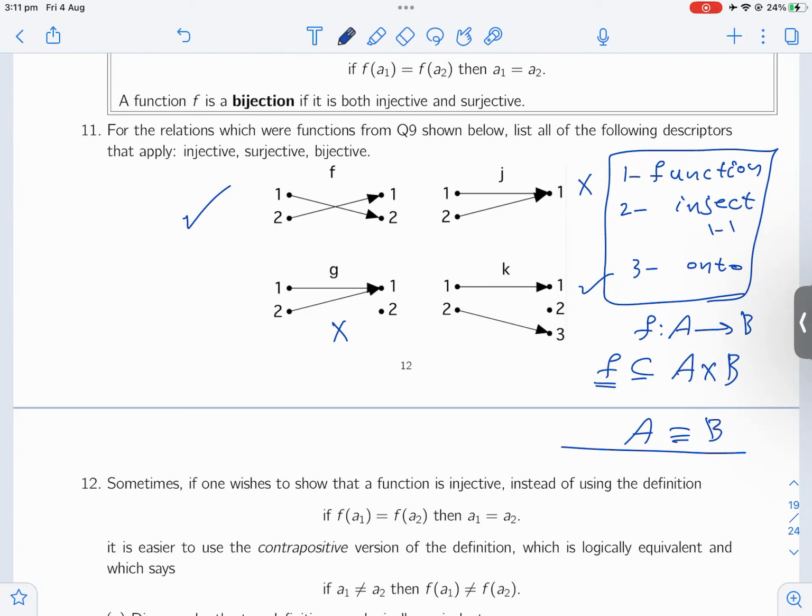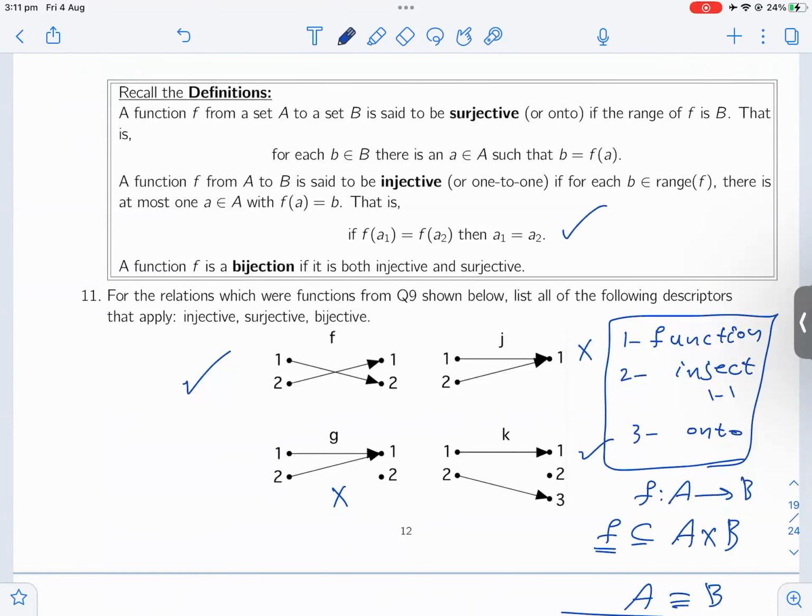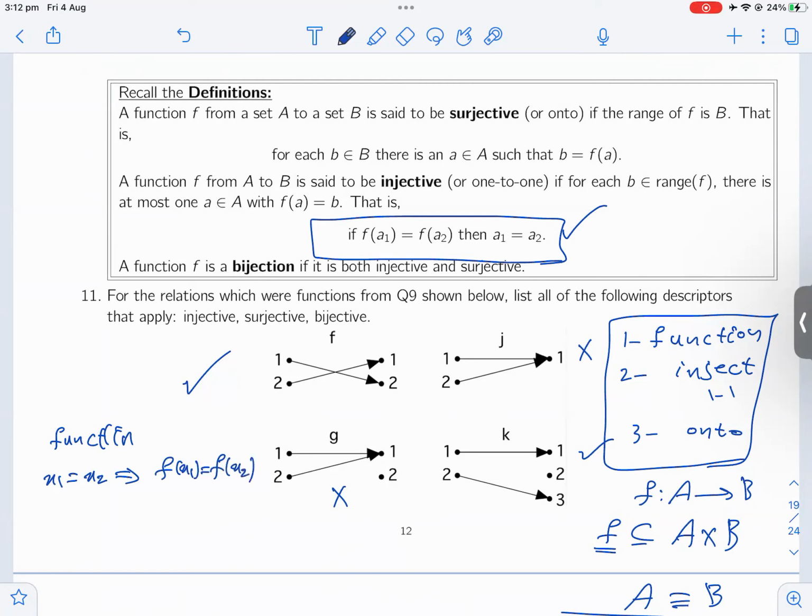All right. Now, algebraically, for a function, do you remember these things from your high school? If X1 equals X2, then f of X1 must be f of X2. So for one-to-one, if f of X1 equals f of X2, you should be able to imply that X1 equals X2.